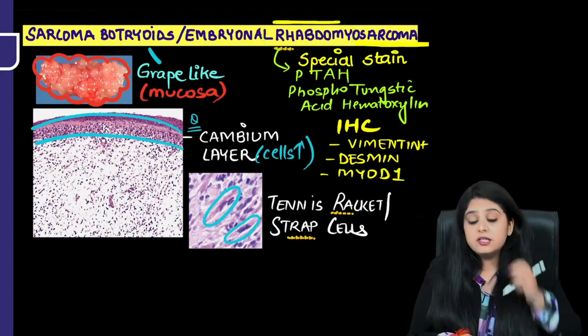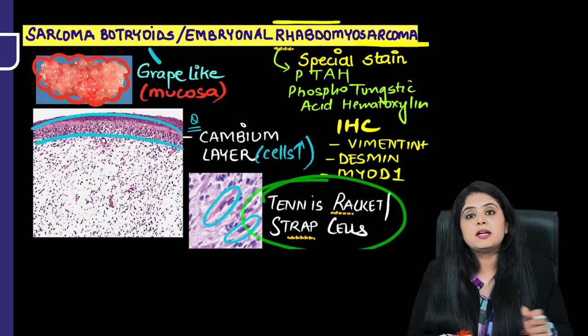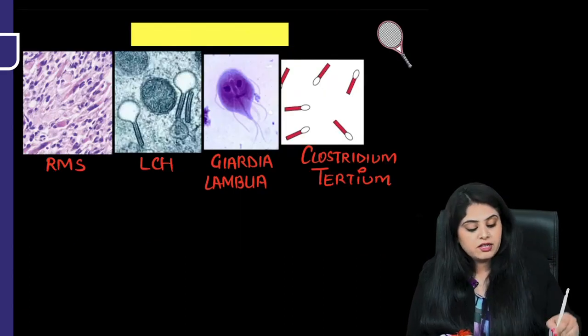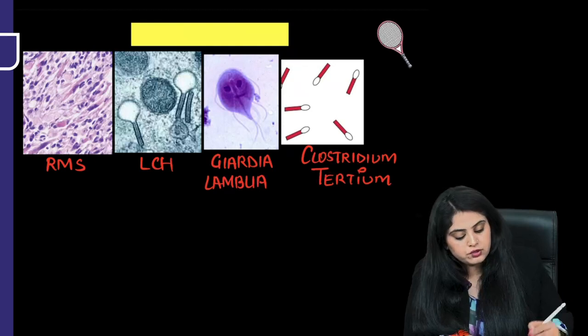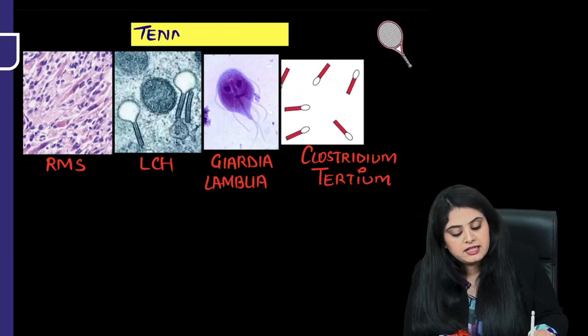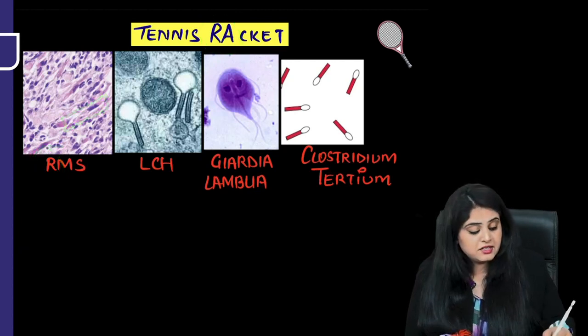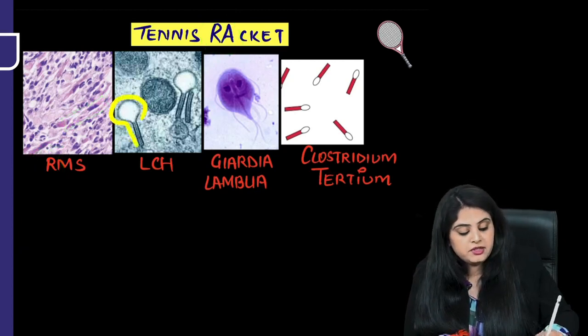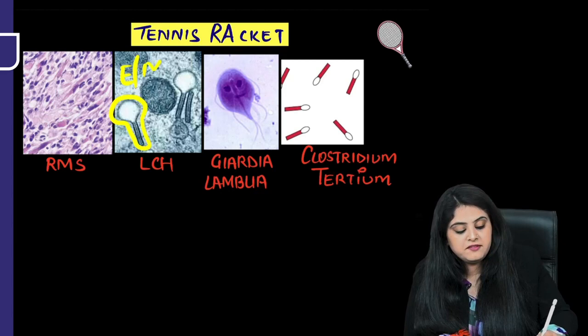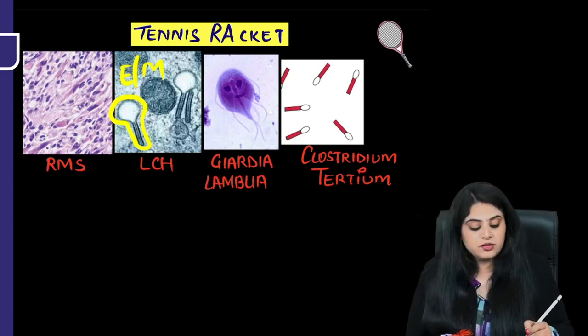Also, by now you have studied so many tennis rackets in path and micro. So quickly, should we revise? What is the tennis racket that I just taught you? Remember, if they say tennis racket and ask what the tumor is, you will say rhabdomyosarcoma, which will have tennis racket cells. Next, where do you see the tennis racket appearance? On electron microscopy, the very famous Langerhans cell histiocytosis, right?